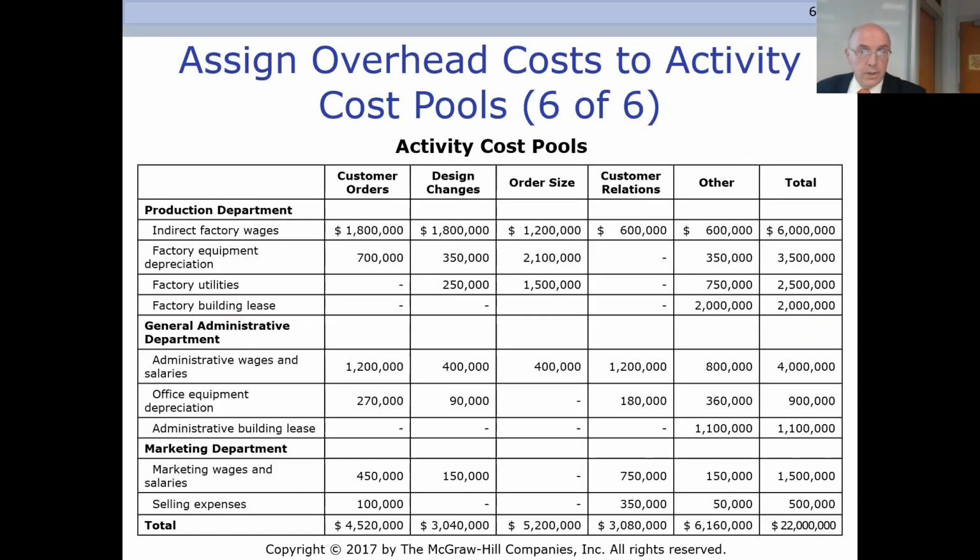And when you're done doing that, let's take a look at indirect factory wages. The first one, at 6 million, allocated 1.8 million, 1.8 million, 1.2 million, and so forth, just based on those percentages. And then when you do all of those calculations, you add them up. The bottom line for customer orders, for instance, 4,520,000, design changes 3,040,000, and so forth. What do we do with those numbers to make them meaningful? Or is this it? Is this the end of it, or is there something else we're going to do next?